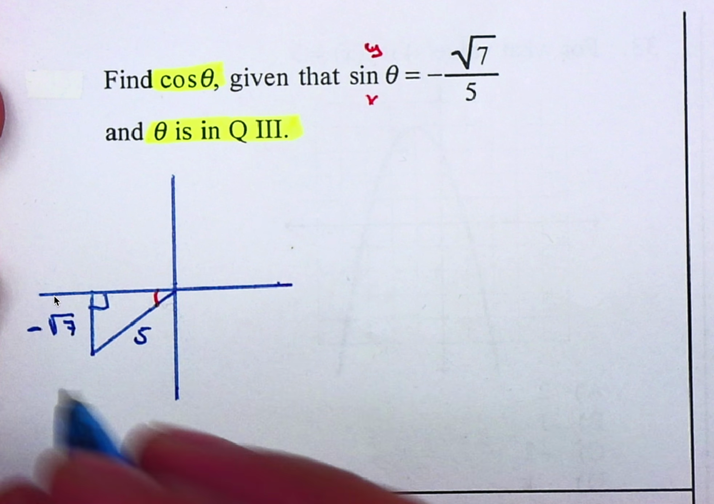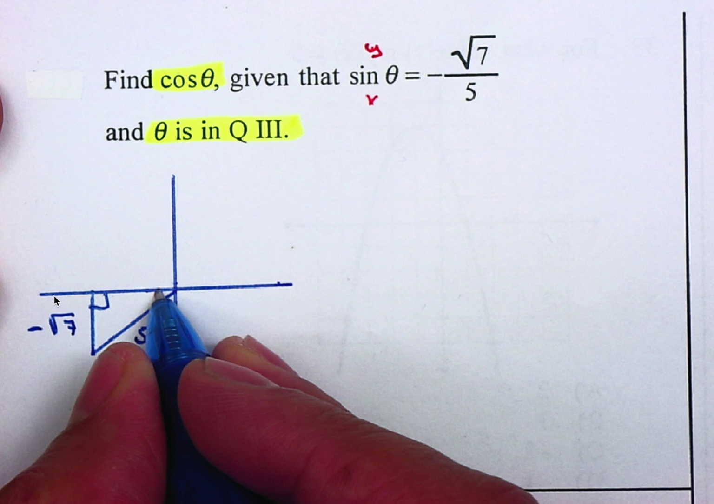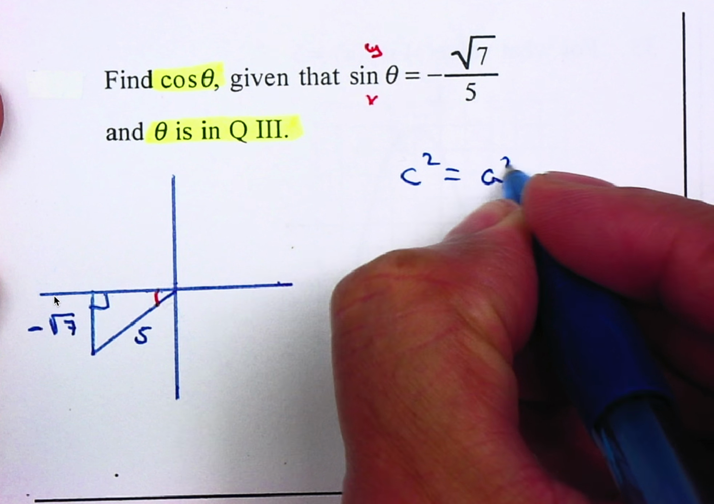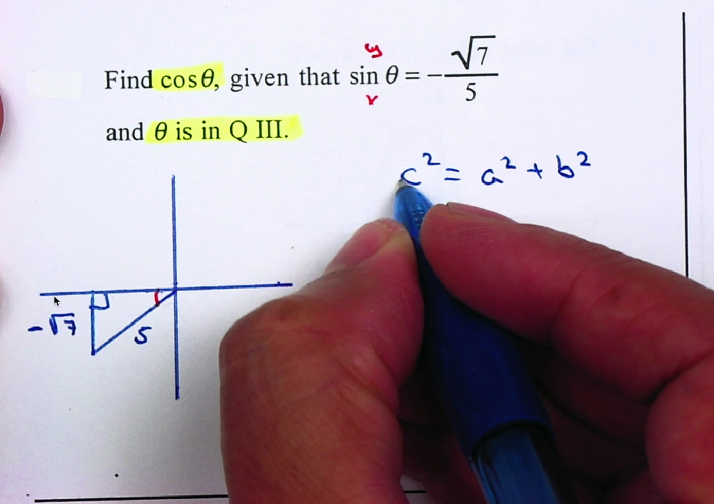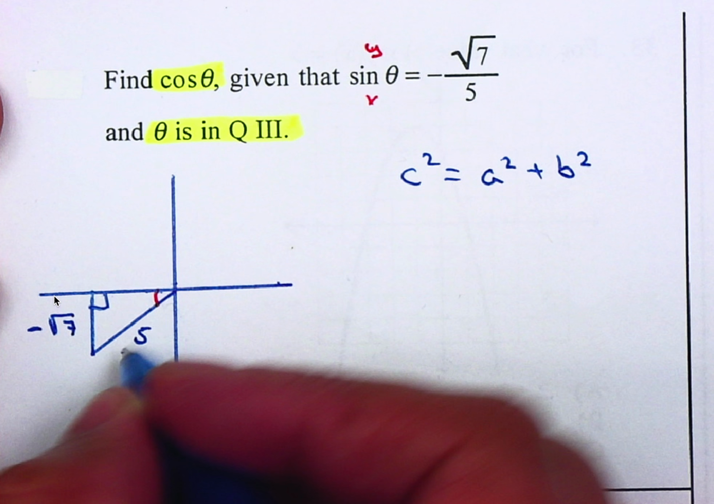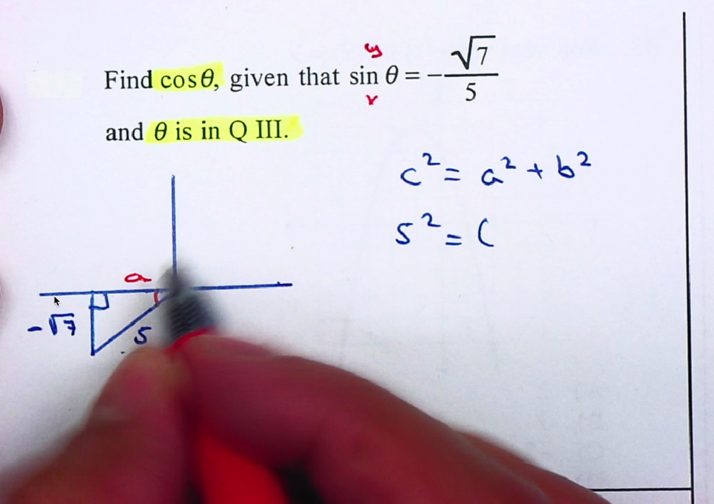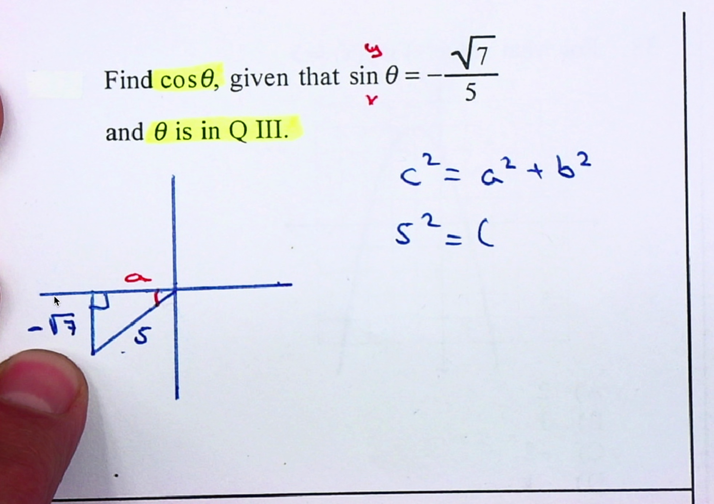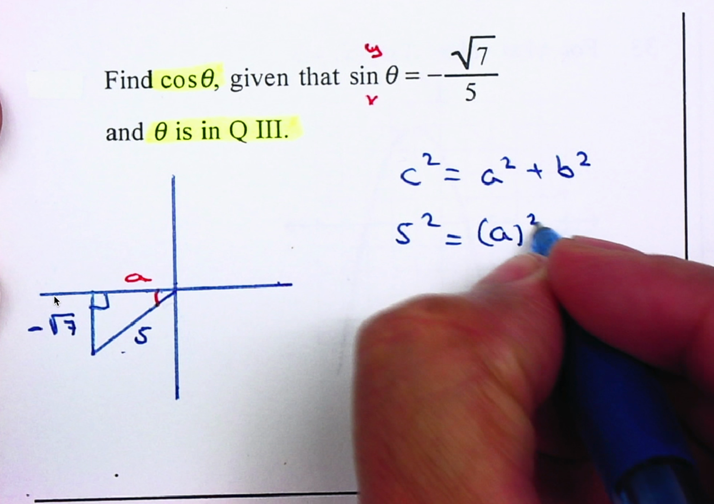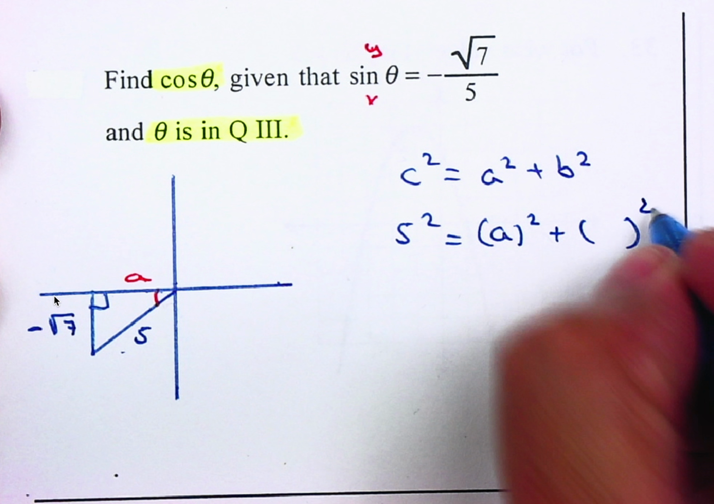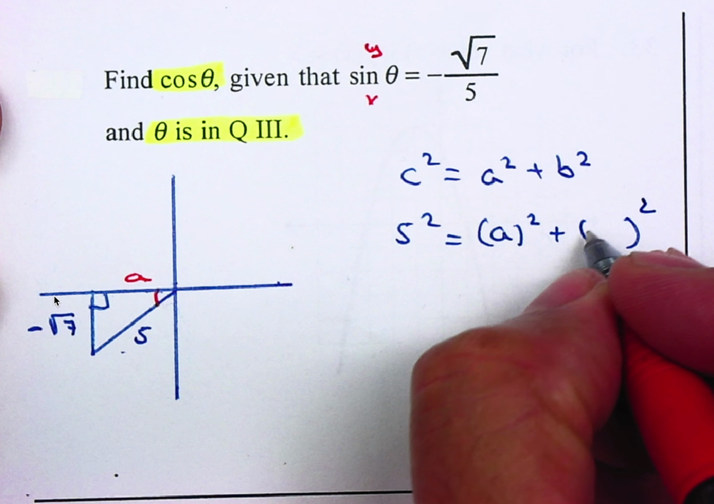Now, I am missing one side. I'm going to use my Pythagorean theorem to find the missing side. C will be your hypotenuse, which is 5 squared. A will be either this side or this side. So let's call that A, and we'll be placing this as B. A squared plus B squared. And the value of B is negative square root of 7.